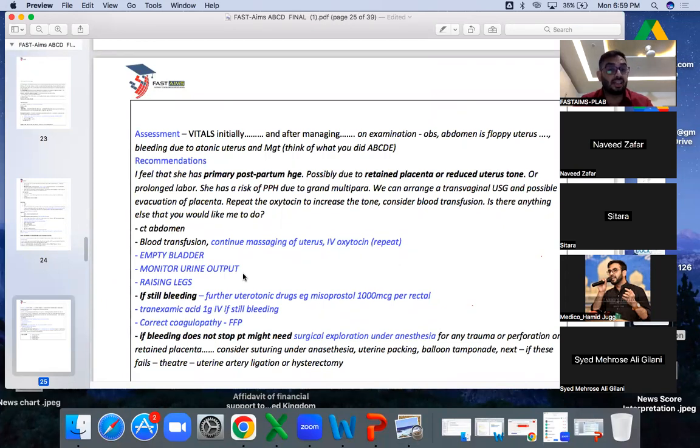This is all about this scenario. There are other things you need to know about. If the catheter is not there, you will put the catheter in again, in the disability and exposure scenario, because it is a bleeding scenario. You need to monitor the urine output. Again, raising the leg is important here. Similarly, you need to give tranexamic acid if the bleeding is still going on. But you need to know it is first uterine massage, then oxytocin, then tranexamic acid. And if that does not work, then fresh frozen plasma. This is all that you need to know, okay? And the last thing is, if it is still not stopping, then you need to ask for the surgery team. That is what we need to know till the end.